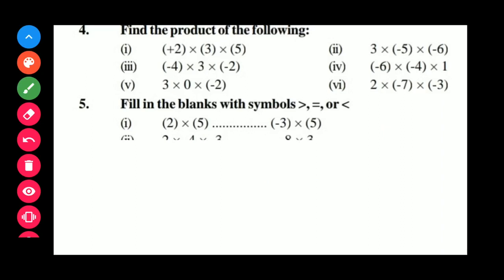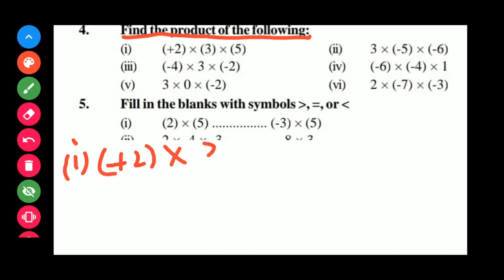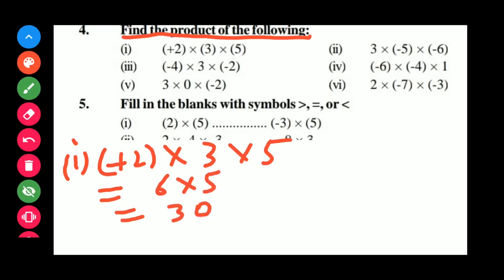Now come to the fourth question. Fourth question, find the product of the following. So the first part is plus 2 into 3 into 5. So 2 into 3, that is 6, into 5, and 6 into 5, that is 30. So it is your answer.